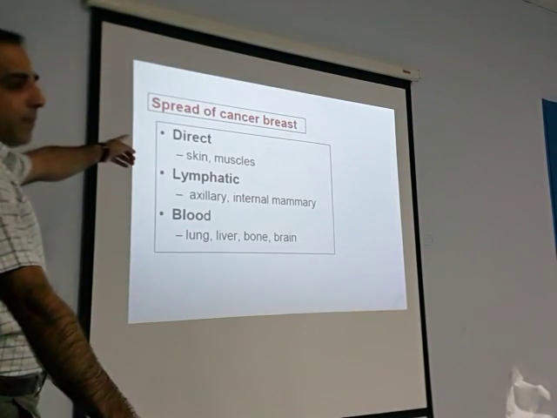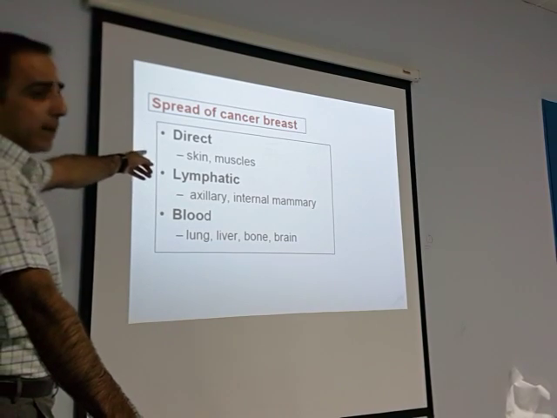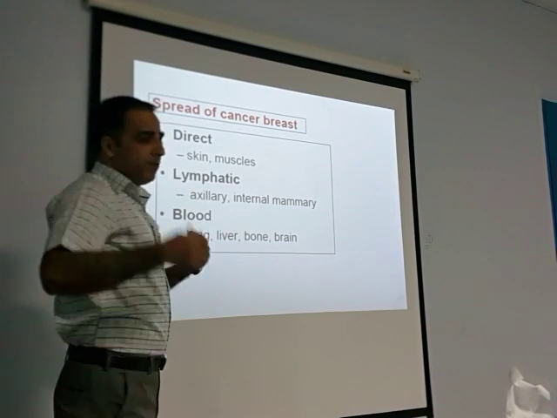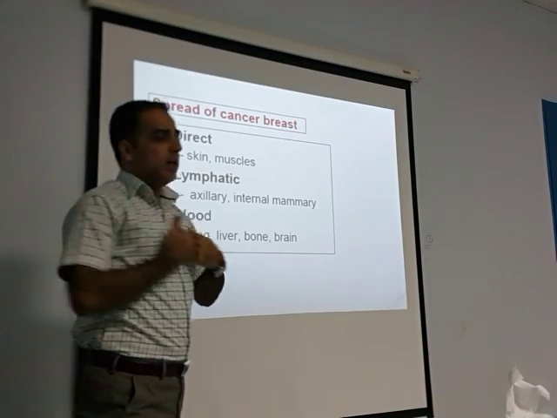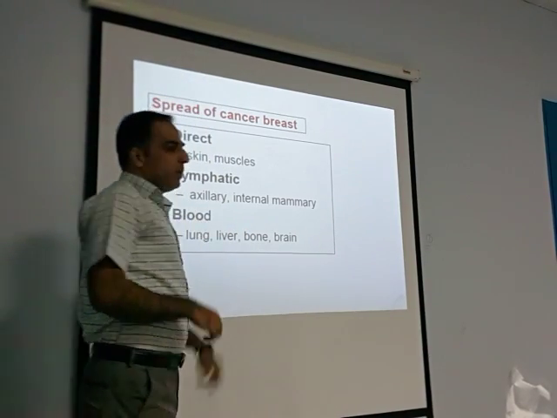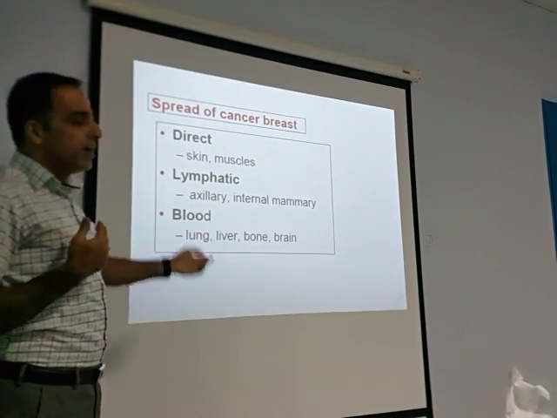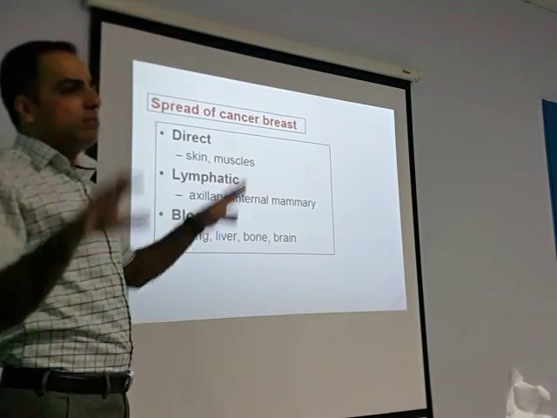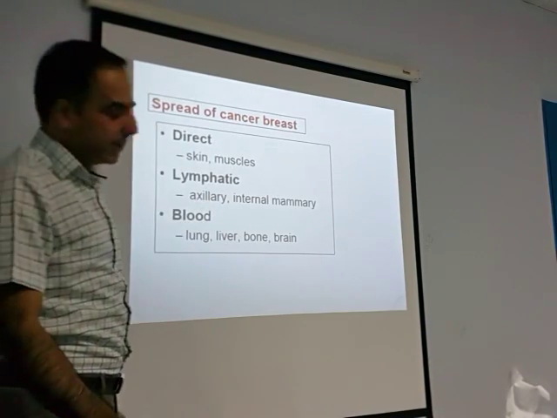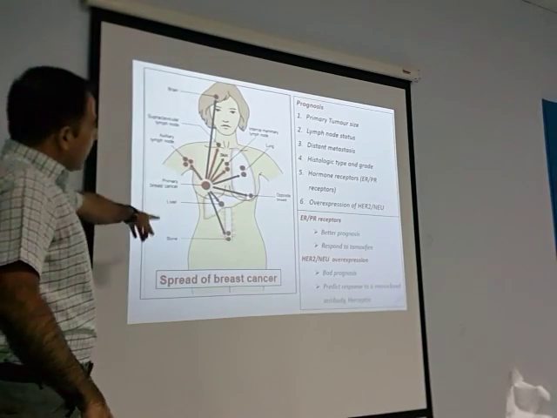This is the spread of the breast cancer. It can go directly to the skin and muscles, through the lymphatics to the axillary lymph nodes or internal mammary nodes. Through the blood, it can go to the lung, liver, bone, and brain. So it uses all channels for spread. This is the diagram showing it.